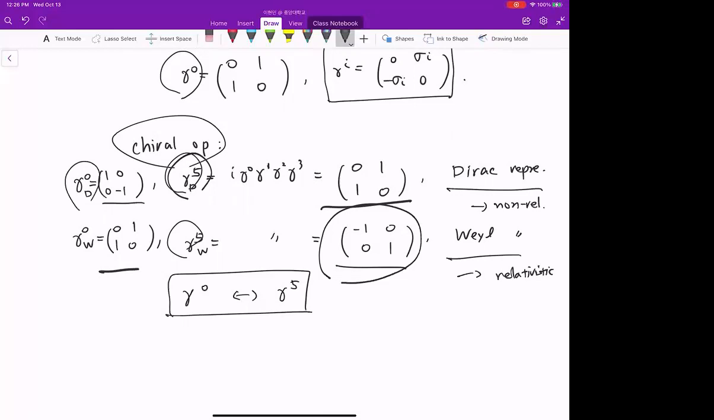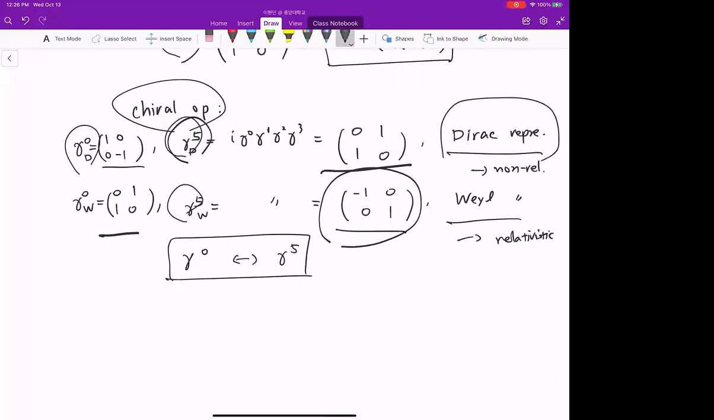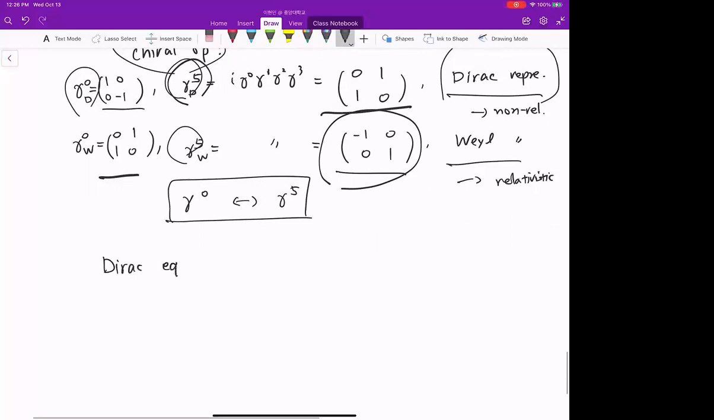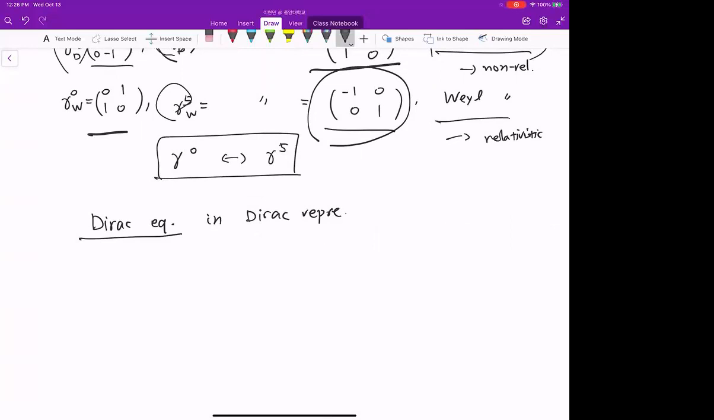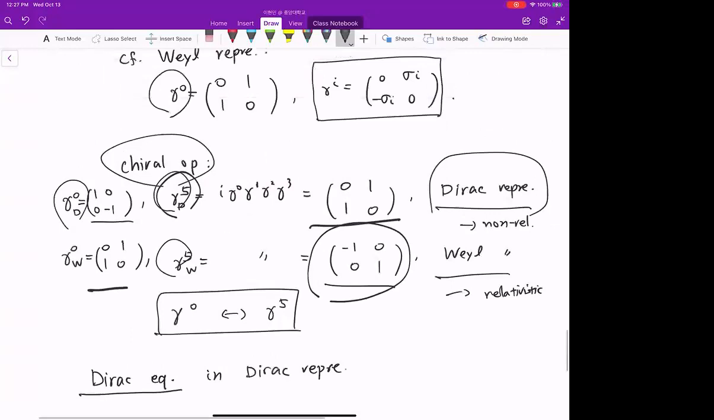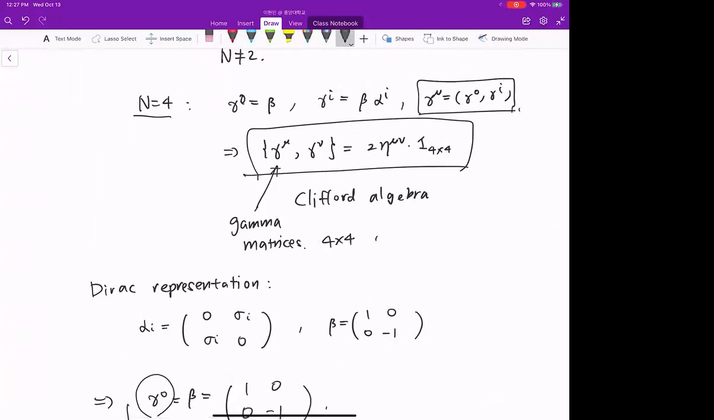Here, the Dirac representation is more convenient for finding the solution to the Dirac equation. So let me write down the Dirac equation in the Dirac representation. By the way, the gamma matrix here in our case is 4x4, right? The gamma matrix has four dimensions because we are in four dimensional space-time.